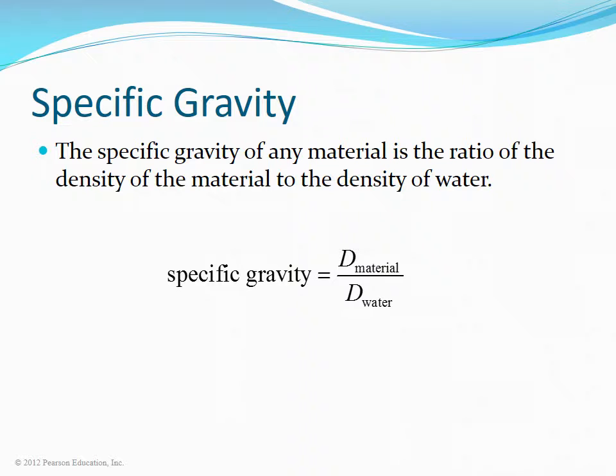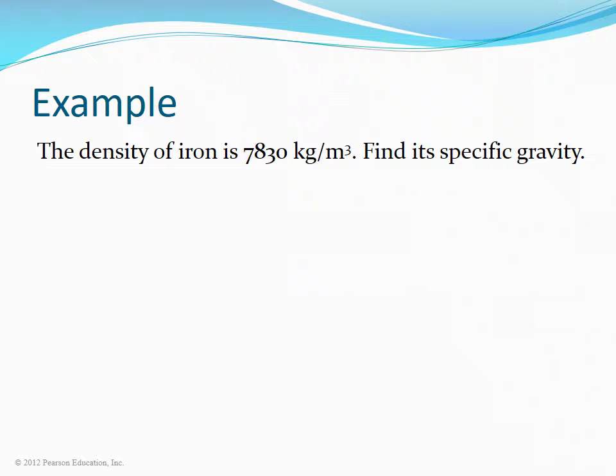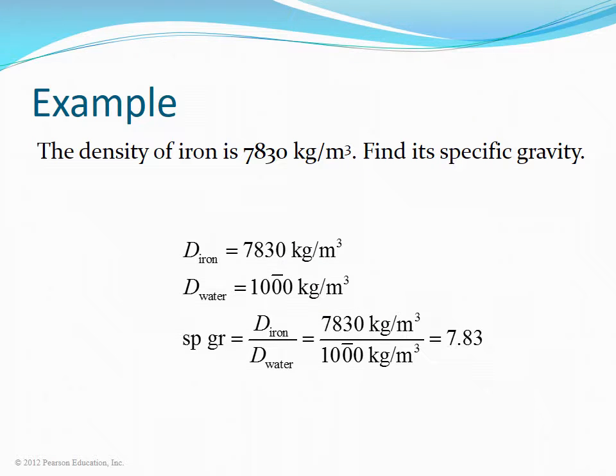The specific gravity of any material is the ratio of the density of the material to the density of water. The density of iron is 7,830 kilograms per cubic meter. Find its specific gravity. Specific gravity of iron is the density of iron divided by the density of water. The answer is 7.83. Since the specific gravity is a ratio, it does not have units.